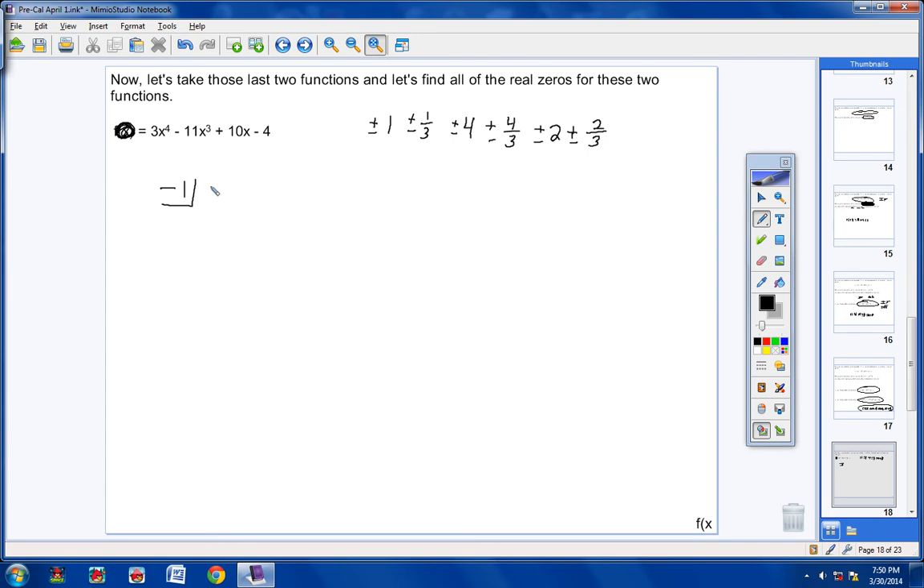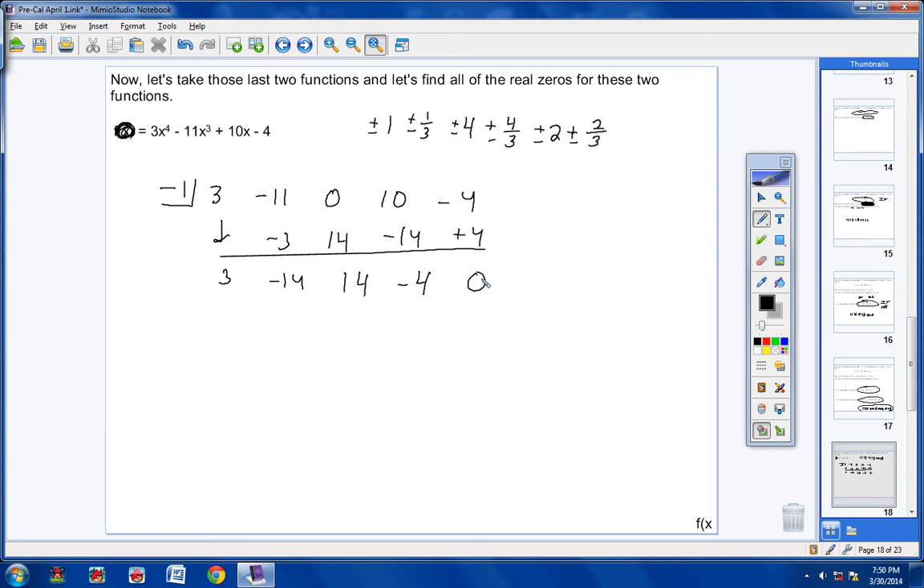Bring all your coefficients down: a 3 for the x to the 4th, a -11 for the x cubed, a 0 for the x squared term, a 10 for the x term, and a constant term. And watch how fast I do this. Bring down your 3, multiply, -3, combine, -14. Multiply, it's a positive 14, combine, you get 14. Multiply, you get -14, combine, and you get -4. Multiply those, and you will get a positive 4, which would give you a 0.